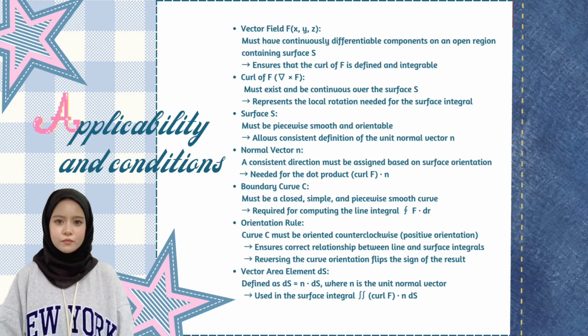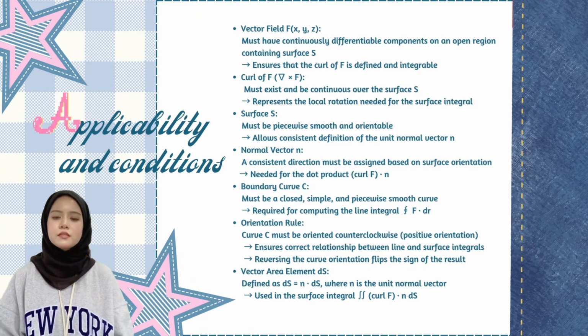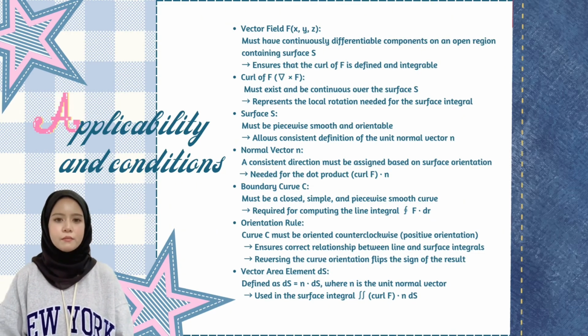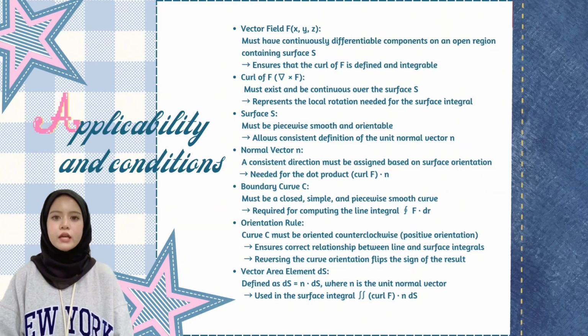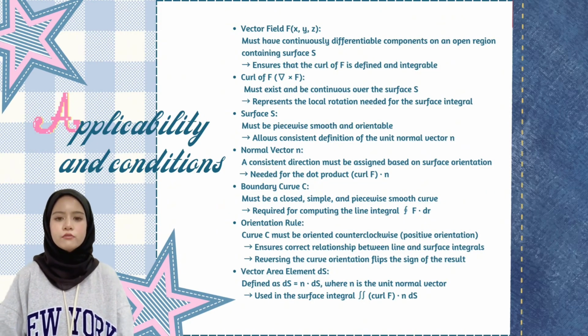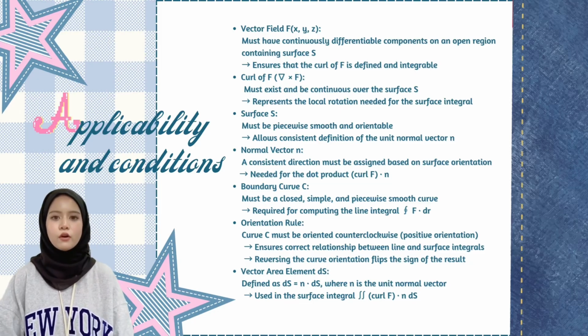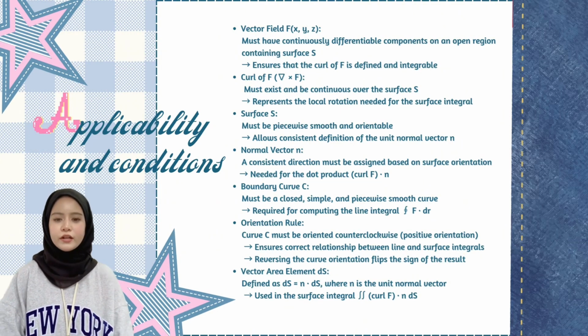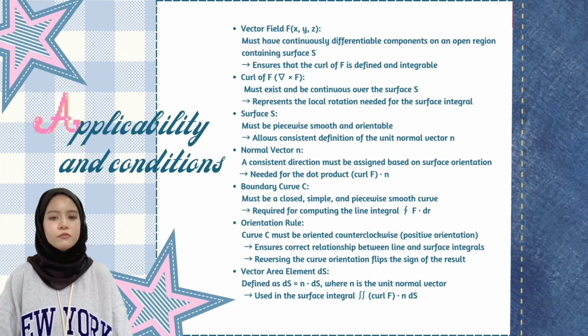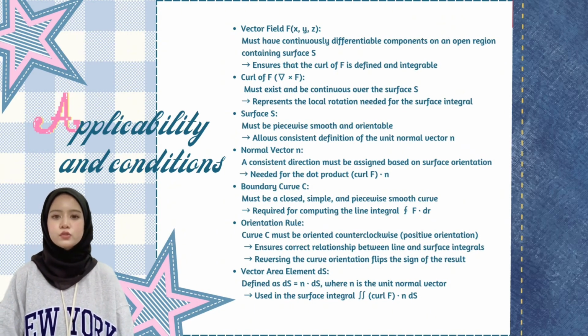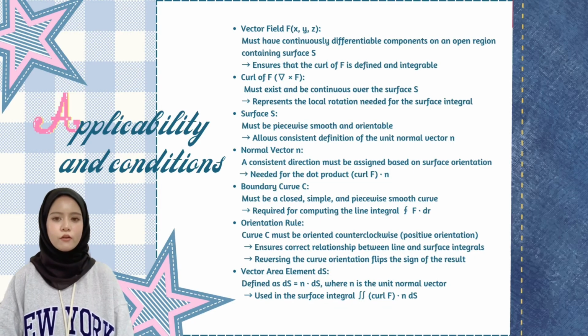For Stokes' theorem to apply, certain conditions must be met: the vector field must have continuous partial derivatives, the surface must be piecewise smooth and orientable, and the boundary curve must be closed and positively oriented, which is counterclockwise when viewed from above. In short, Stokes' theorem provides a powerful way to relate the behavior of a vector field over a surface to its behavior along the boundary of that surface.